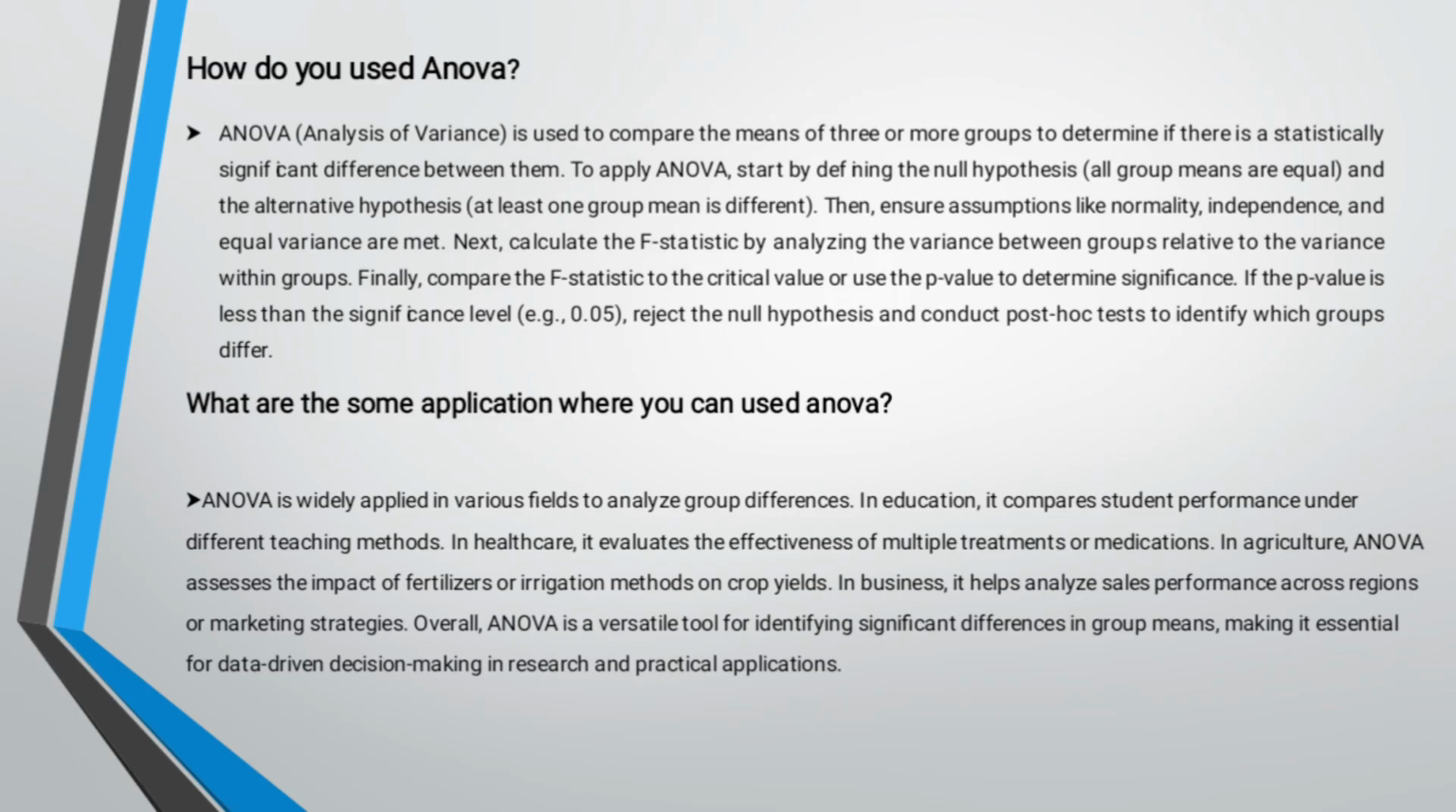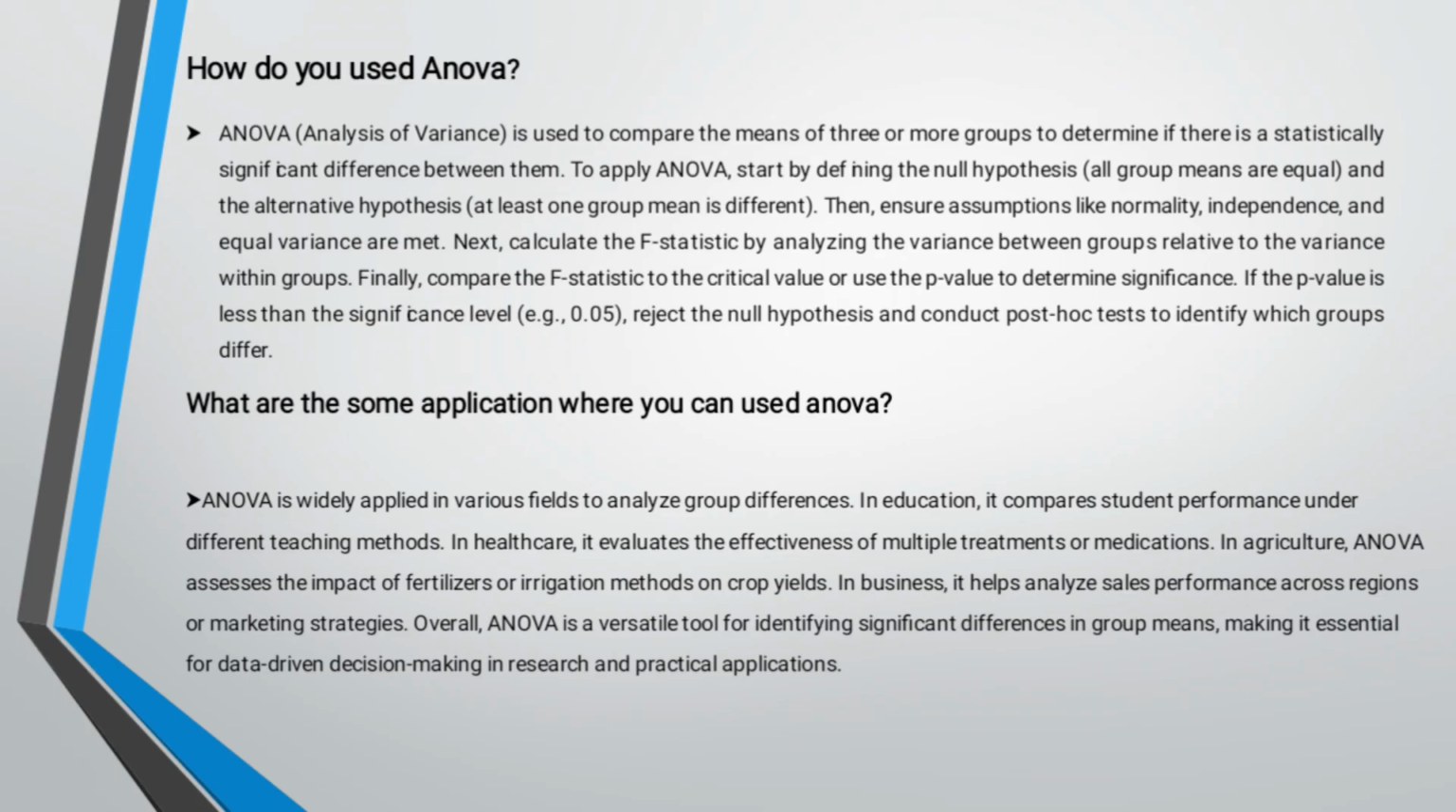How do you use ANOVA? ANOVA, or analysis of variance, is used to compare three or more different groups and determine whether there is a significant difference between them. To apply ANOVA, start by defining a null hypothesis, that all group means are equal, and the alternative hypothesis, that at least one group mean is different.